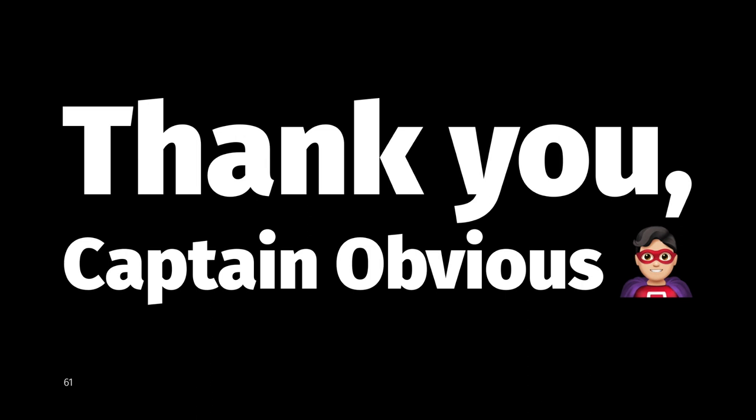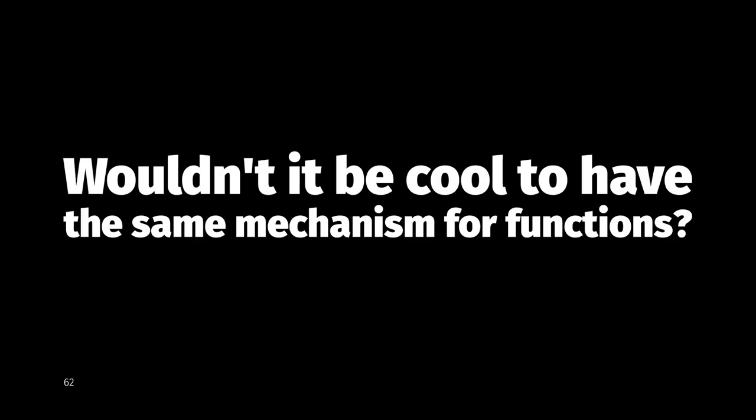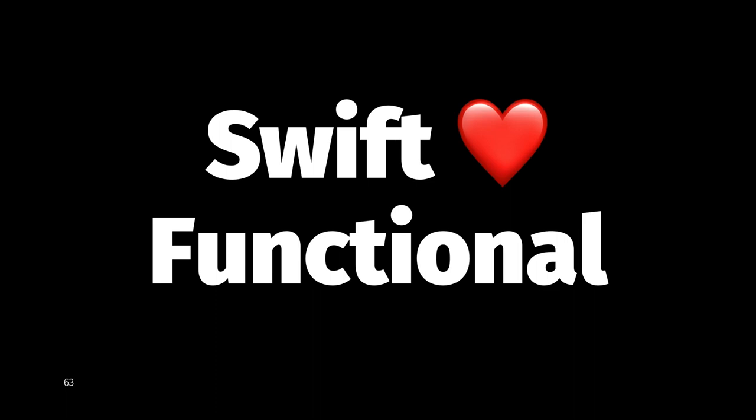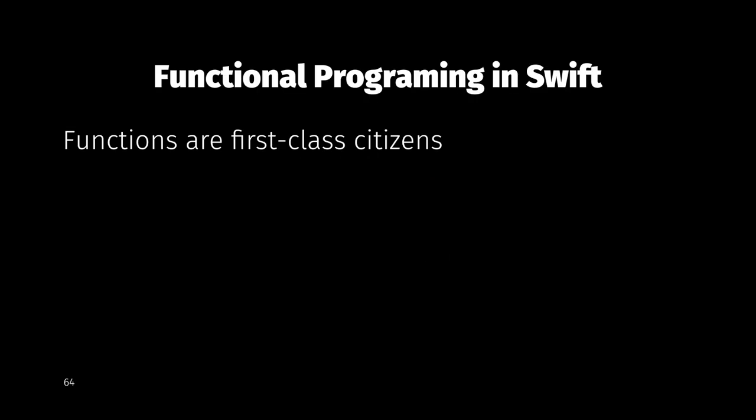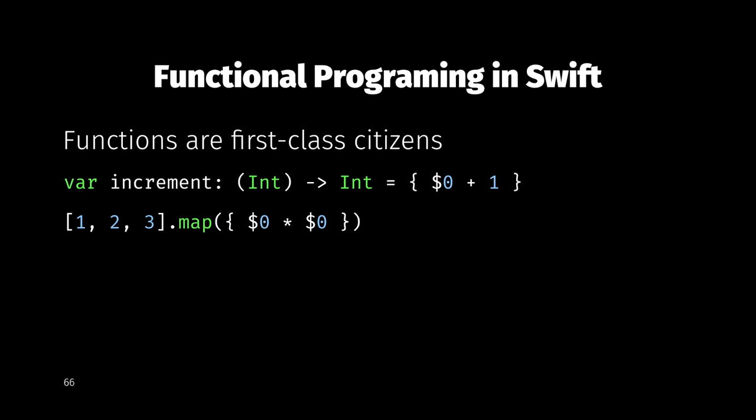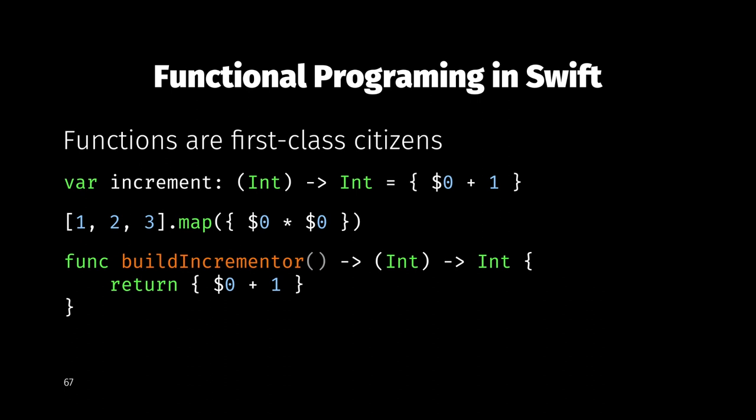Now, I just want to make a remark: as we've said, property wrappers operate on properties. So you might be thinking, yeah, that's obvious, that's the whole point of property wrappers. But wouldn't it be cool if we also had the same mechanism for functions? It doesn't exist, but we know that Swift supports the functional paradigm, and it means that functions are first-class citizens in Swift. So what does it really mean? It means three things: we can store functions in variables, functions can take functions as arguments, and functions can also return functions.